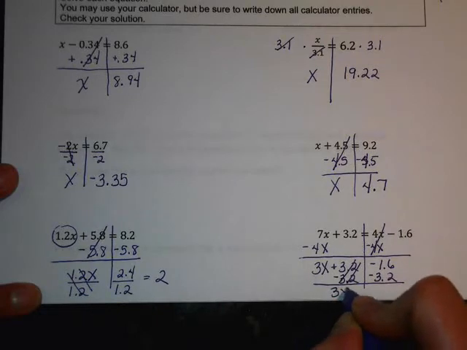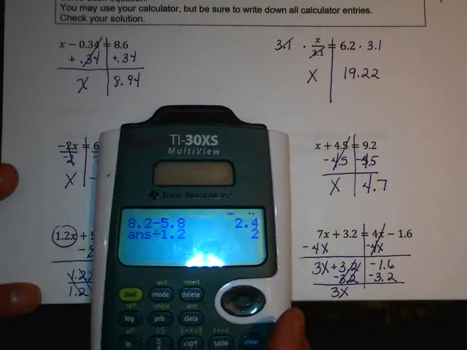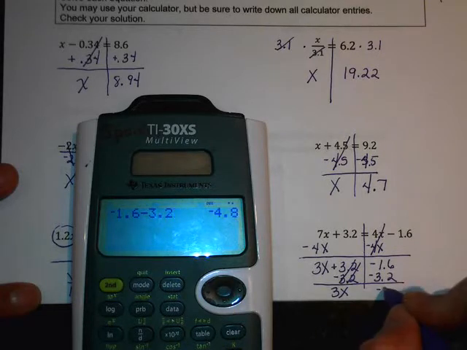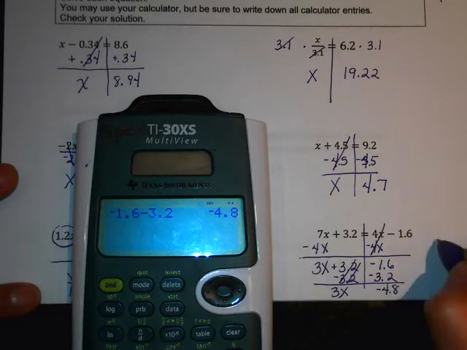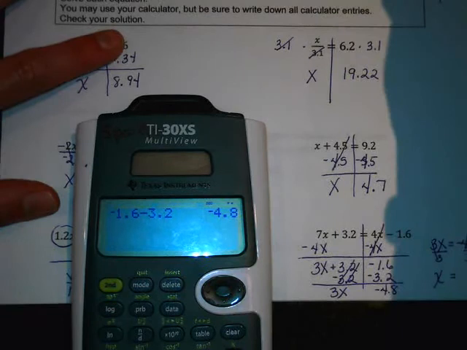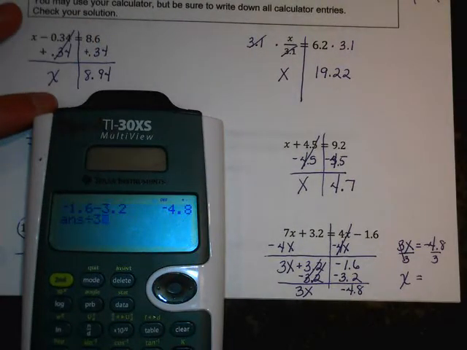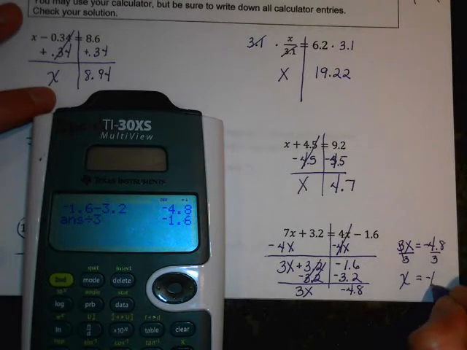So that'll give me 3x. 3x is going to equal, oops, -1.6 minus 3.2 gives me -4.8. And so to solve, I'll divide. Sneak that over so you guys can see it. There we go. So on my calculator, I got -1.6.